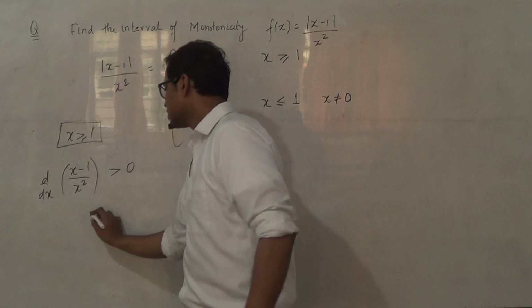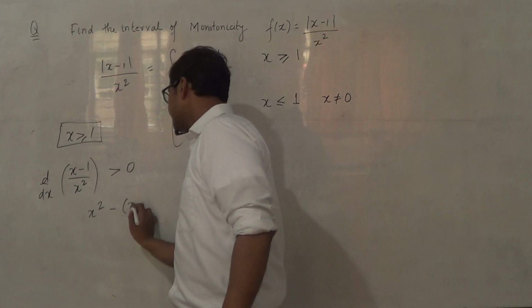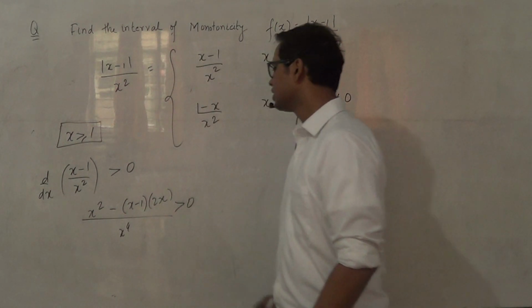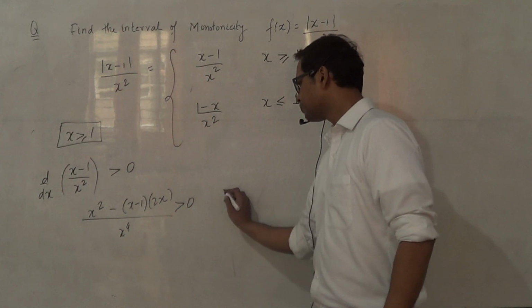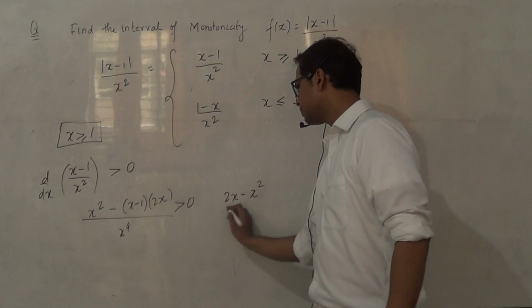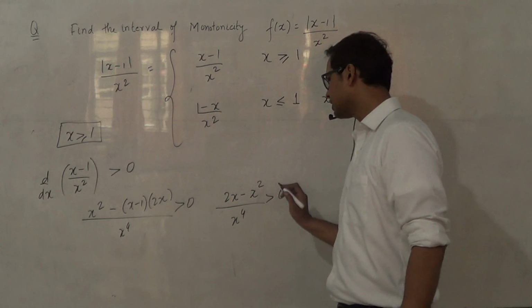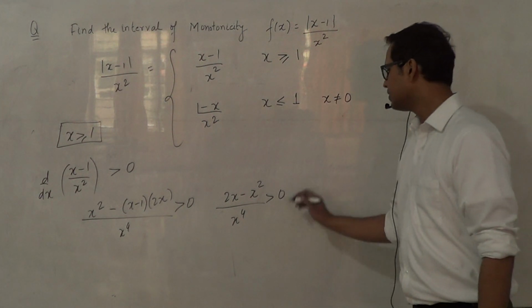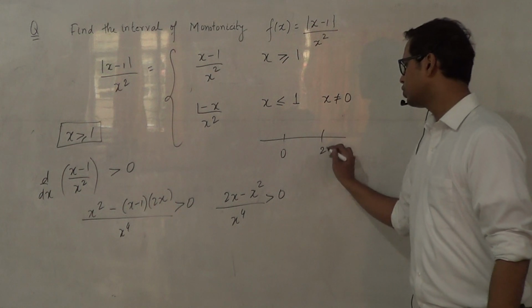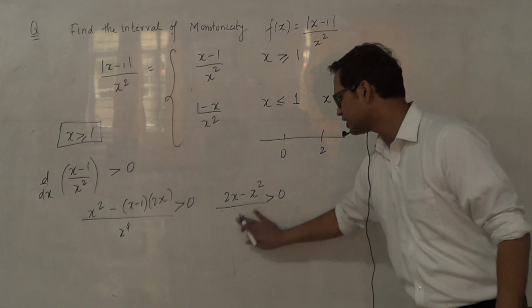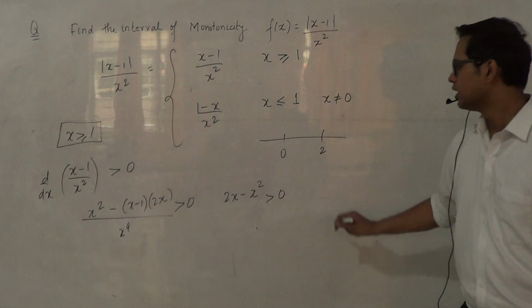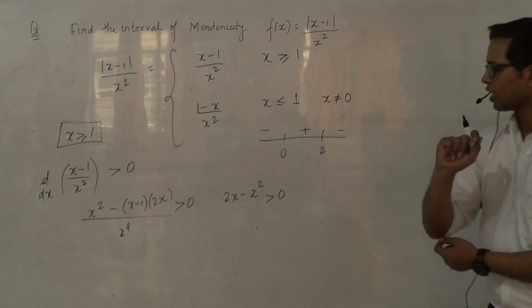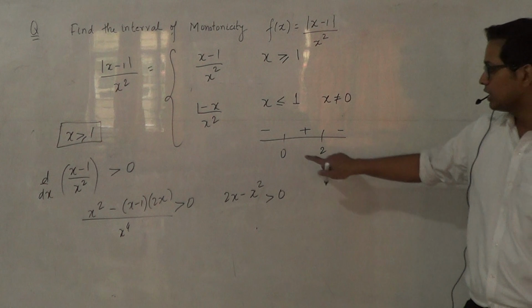So let's differentiate this. So I'll get (x square minus x minus 1 times 2x) by x to the power 4 greater than 0. So if I simplify this, what will I get? (2x minus x square) by x to the power 4 should be greater than 0, right? Yes? So let's apply the wavy curve. So 0, 2, this is always positive, right? So I can just solve this inequality. Now this is minus plus minus, correct? Yes or no? So in which interval is it positive? 0 to 2.